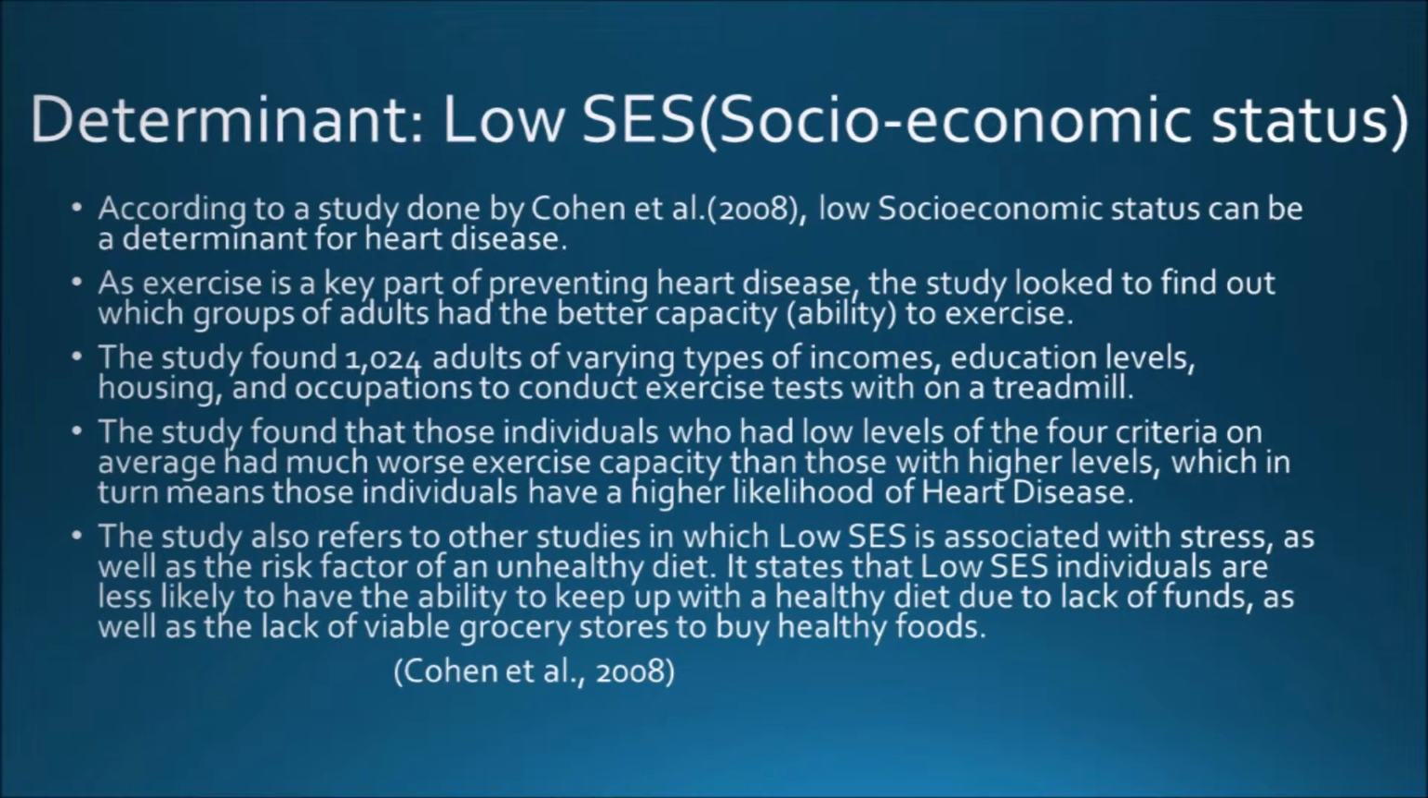Determinant: low SES. According to a study done by Cohen et al., low socioeconomic status can be a determinant for heart disease. As exercise is a key part of preventing heart disease, the study looked to find out which groups of adults had the better capacity or ability to exercise. The study found 1,024 adults of varying types of incomes, education levels, housing, and occupations to conduct exercise tests with on a treadmill. The study found that those individuals who had low levels of the four criteria on average had much worse exercise capacity than those with higher levels, which in turn means those individuals have a higher likelihood of heart disease.